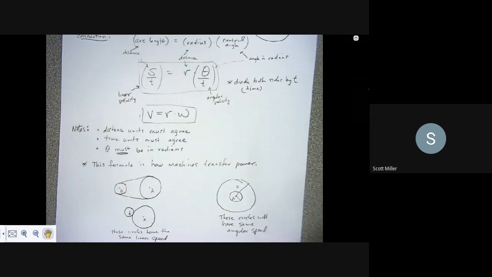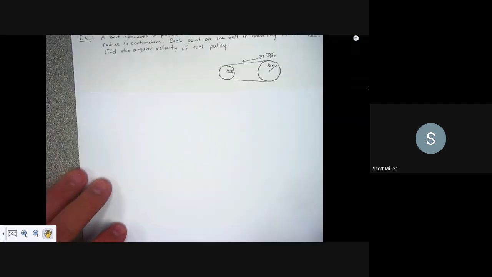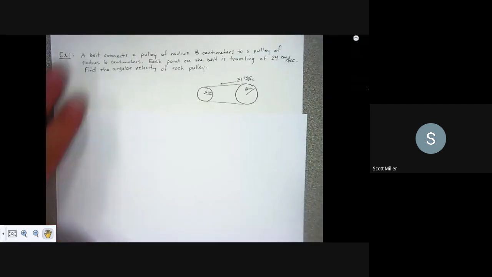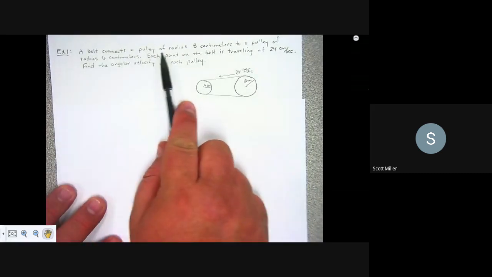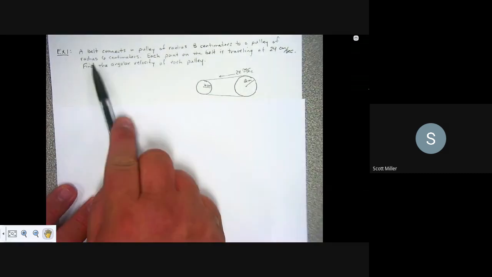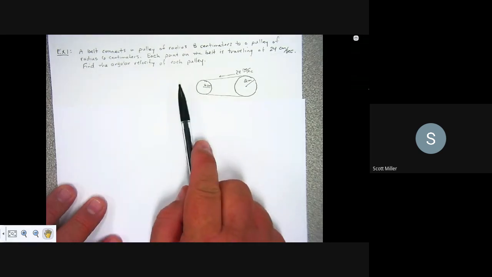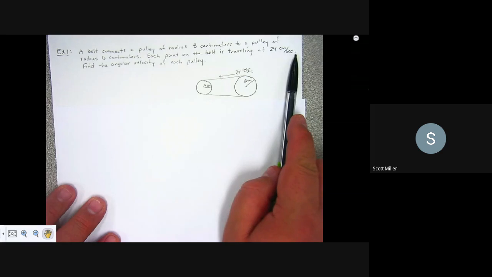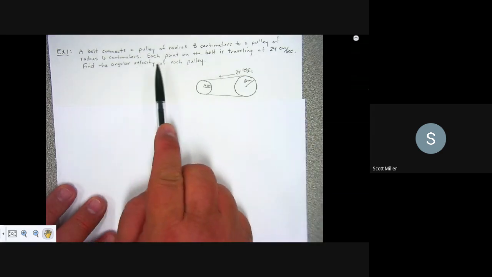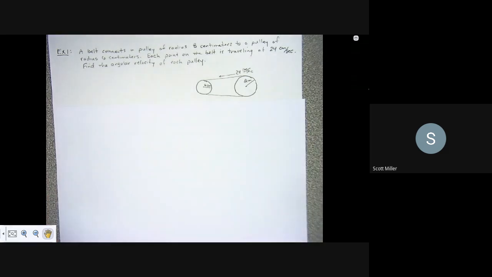I have some problems we're going to work on together, and I'll show you how to go about solving these. So here's the first one. A belt connects a pulley of radius 8 centimeters to a pulley of radius 6 centimeters. Each point on the belt is traveling at 24 centimeters per second. Find the angular velocity of each pulley. Okay, so this is what we want to be able to do. Let's go ahead and start doing that.